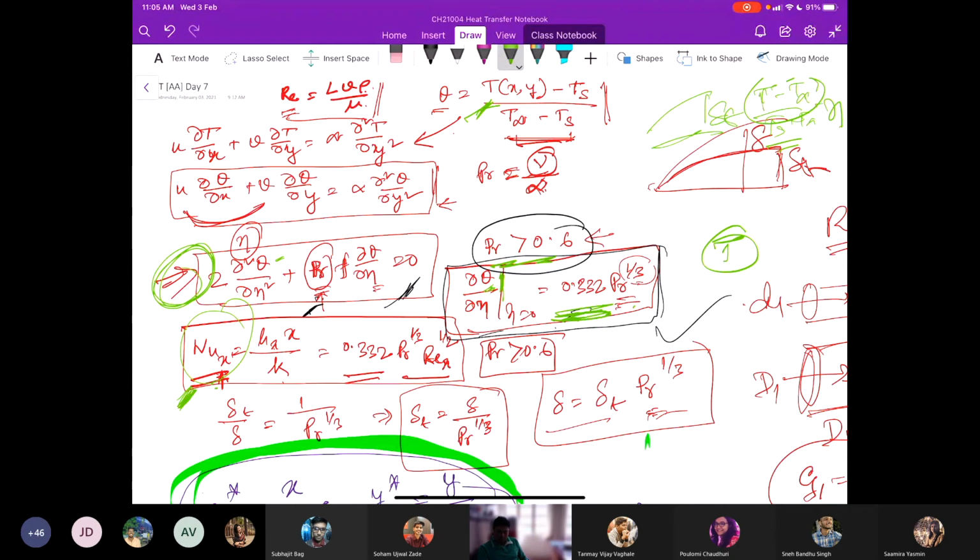So based on that temperature profile, you find out delta T from this expression. It is again complicated, but it can be shown that delta T is basically Prandtl number to the power minus 1/3 multiplied by the hydrodynamic boundary layer thickness.